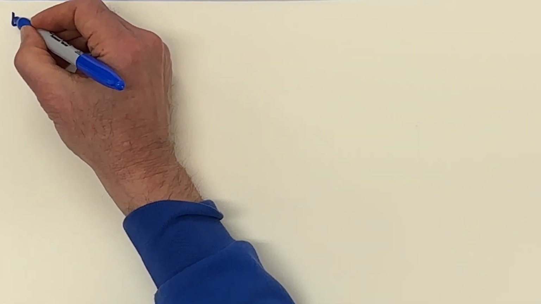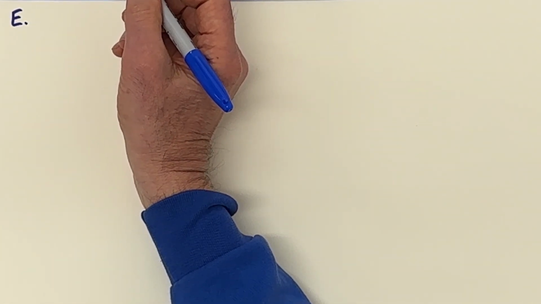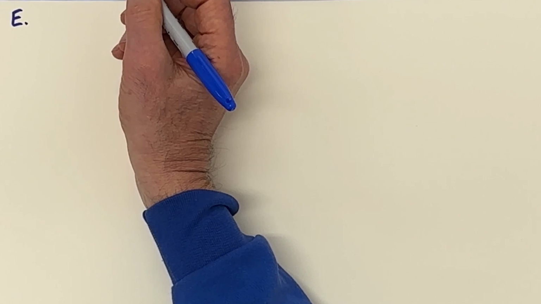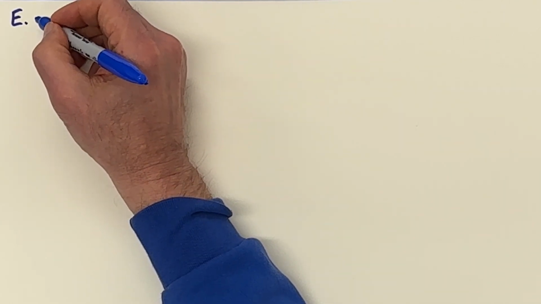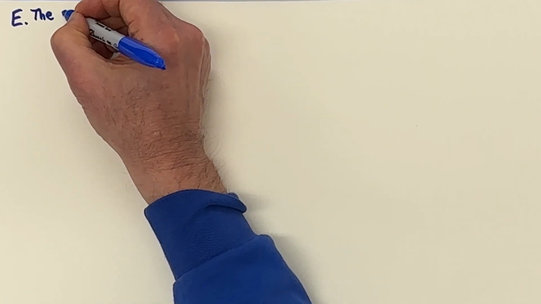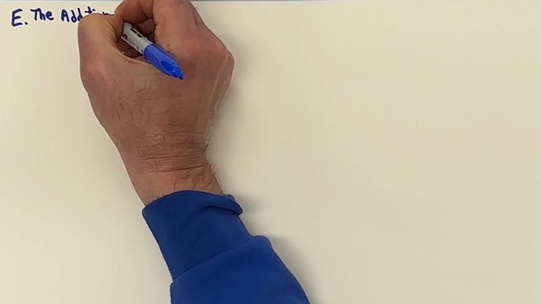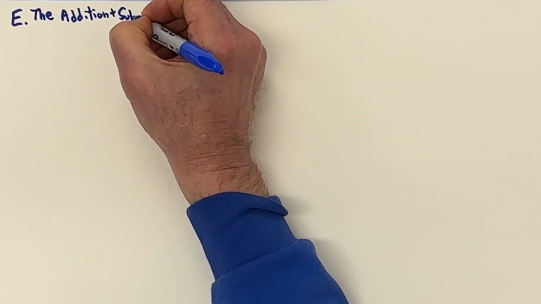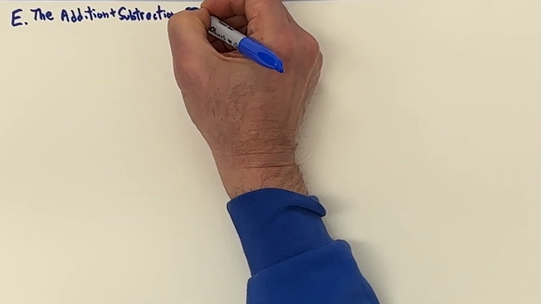Chapter E in basic calculus is going to be the addition and subtraction rules. So we'll say here the addition and subtraction rules. And we're doing derivatives.